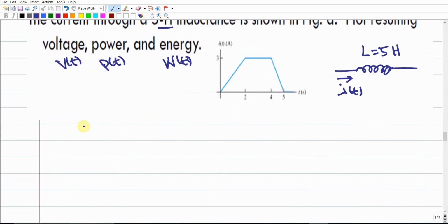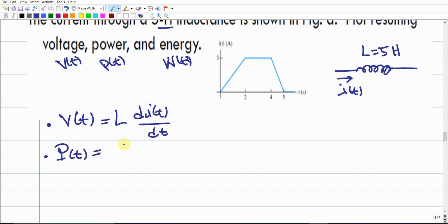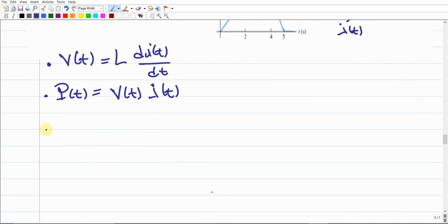So V of t should be L times di of t by dt. This is the first expression. The second one is the electric power, which we can find directly: if we found the voltage, we can multiply the voltage function times the current function, and we end up with the electric power in its simplest form. Then if we integrate the power over time, this definitely gives us the energy.